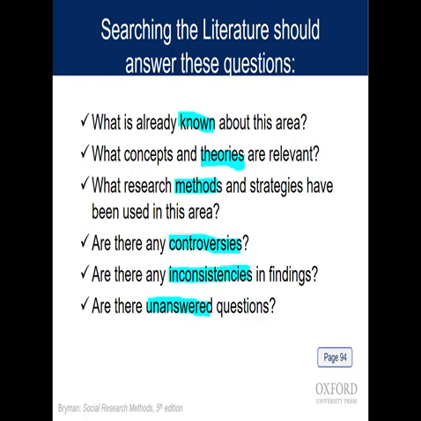Also, are there any inconsistencies in the findings? So did you find all the studies that have looked at impulsivity and violent behavior? Do they all find a connection between the two, that more impulsive people are more violent? Or do some studies find that they're not connected, or other studies maybe find that impulsive people are less violent? So, is there inconsistencies, and why?